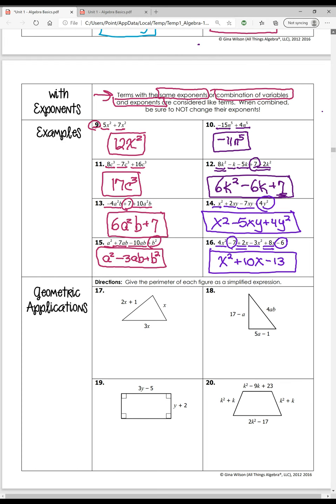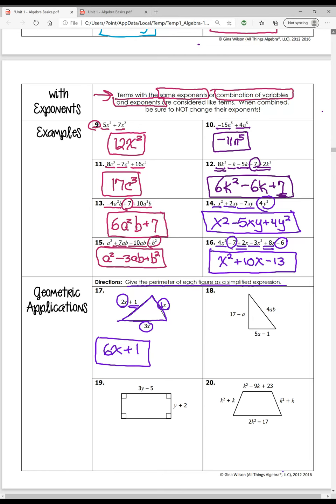Here we have some geometric applications, and they ask us to give the perimeter of each figure as a simplified expression. Perimeter is the distance around the object, like this purple line I just wrote. So we'll start here with the x terms. We have an invisible 1 here. So we have 1 plus 3 is 4, plus 2 more is 6x, plus, and then the only other thing we have is this 1 term here. So the perimeter around this triangle is 6x plus 1.